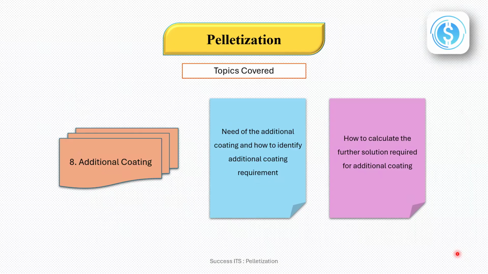First, we will discuss when additional coating is required and how to identify this requirement. You will learn the common reasons for additional coating, such as lower coating weight gain, non-uniform coating, or process deviations identified during in-process checks. We will also understand the quality parameters that indicate whether additional coating is necessary.